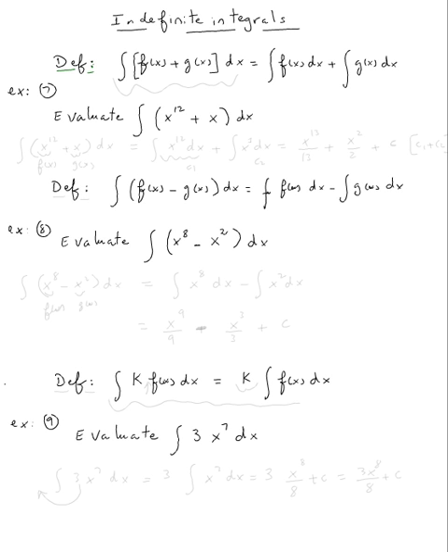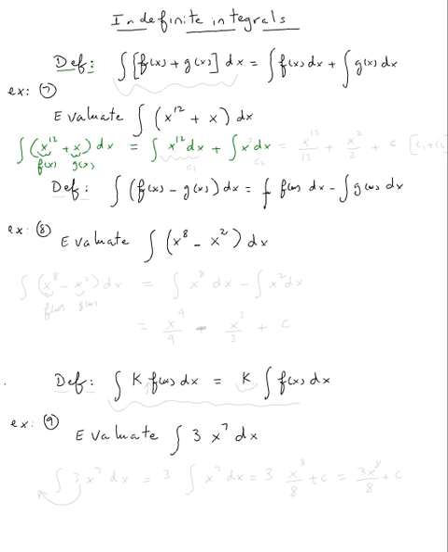Example 7, we need to evaluate the integral of x^12 plus x dx. So we have to think of x to the 12 as being f of x, and x as being g of x. Using the definition with the property of the sum of integrals, this is going to be equal to the integral of x^12 dx plus the integral of x dx.